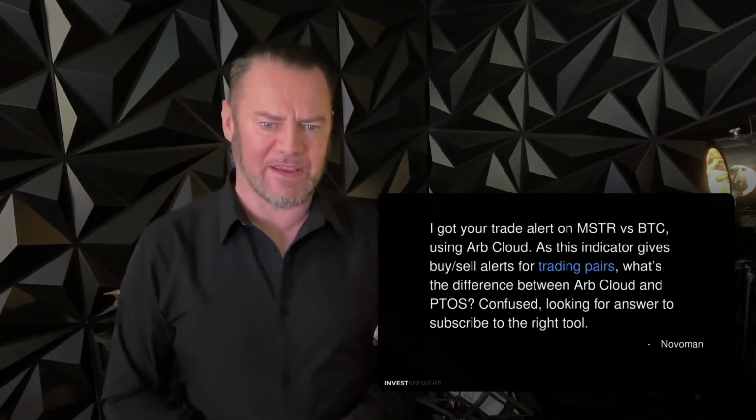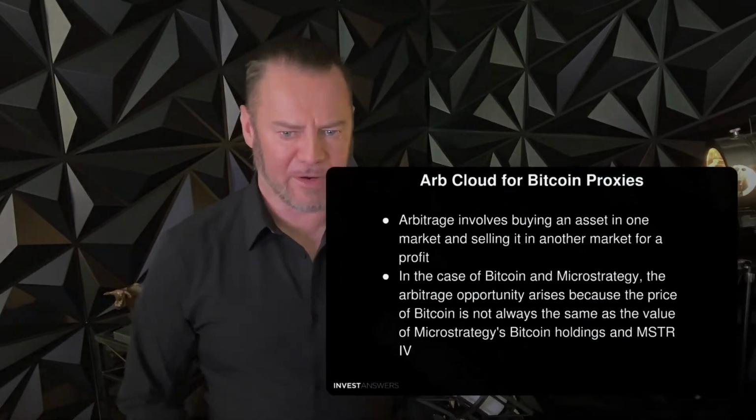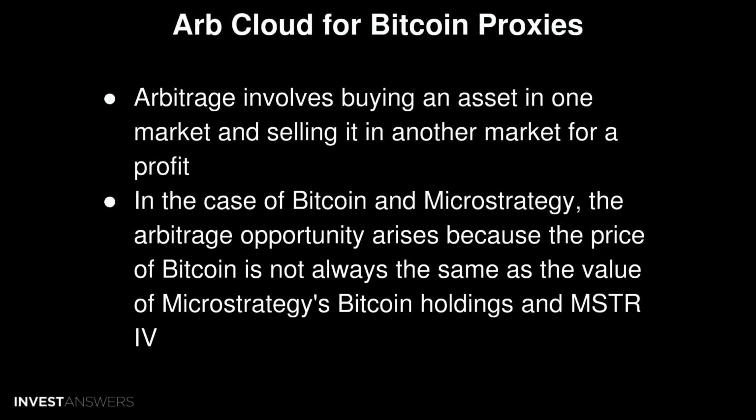It's kind of like a brainchild I've had for over a quarter of a century, and now we have the ability to do it. So first of all, ArbCloud is really for Bitcoin proxies. It involves a strategy of buying an asset in one market or in the same market and selling it in another market for a profit. That's basically arbitrage. Now, in the case of, say, Bitcoin and MicroStrategy, the arbitrage opportunity arises because the price of Bitcoin is not always the same as the value of MicroStrategy's Bitcoin holdings, or their intrinsic value.